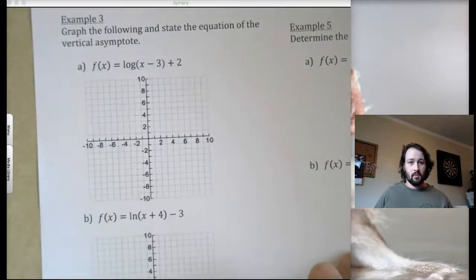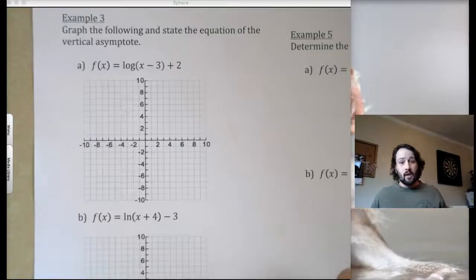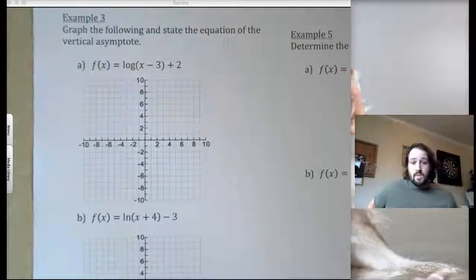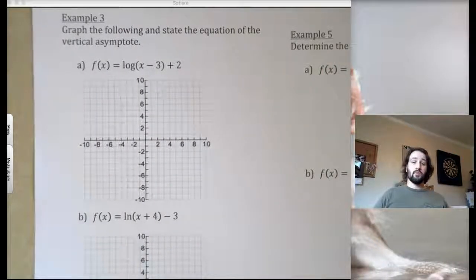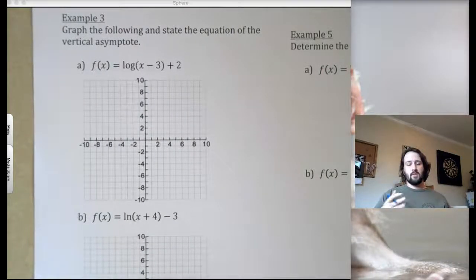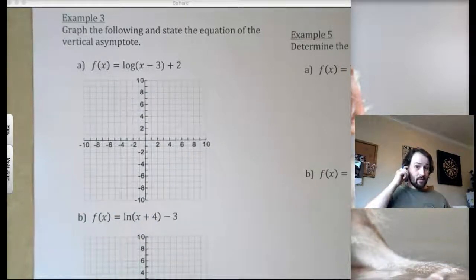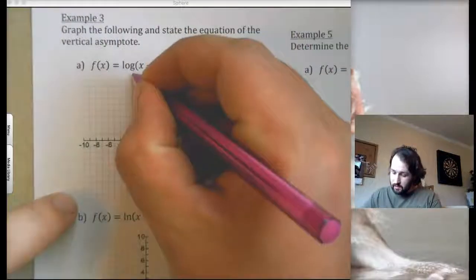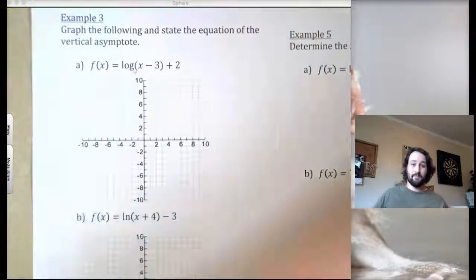All right, what do we really get into, though? If the camera will work, there we go, is graph the following and state the equation of the vertical asymptote. So we learned in the last video about graphing logarithms. Remember, if the base is greater than 1, it's going to be increasing. If the base is less than 1, it's going to be decreasing the entire time. It'll be growth or decay. So here, remember, if I don't see a base, it's assumed to be 10.